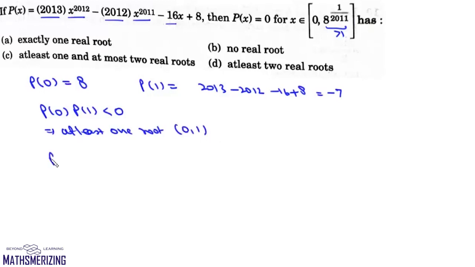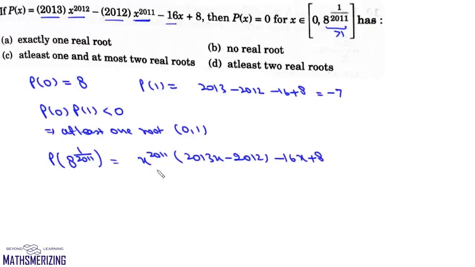Now we'll also find P of 8 to the power 1 upon 2011. Here what we'll do is, we'll take x to the power 2011 common. So it'll be x to the power 2011 times (2013x minus 2012) minus 16x plus 8. Now x to the power 2011 will be simply 8. So it'll be 8 into 2013x minus 8 into 2012 minus 16x and then plus 8.